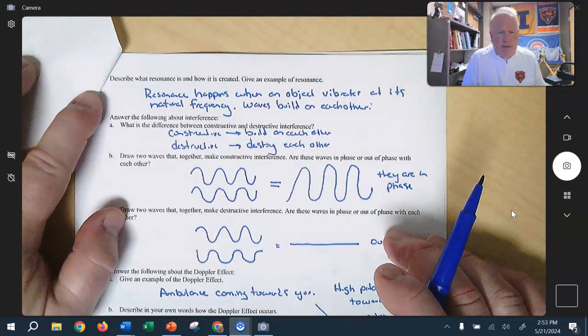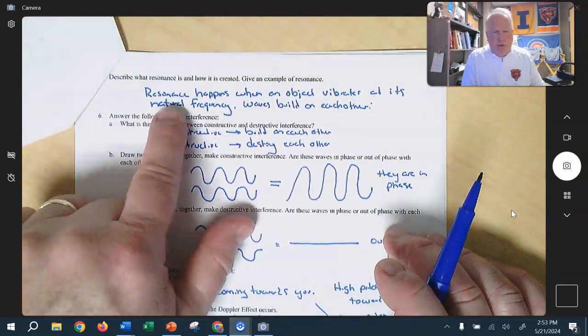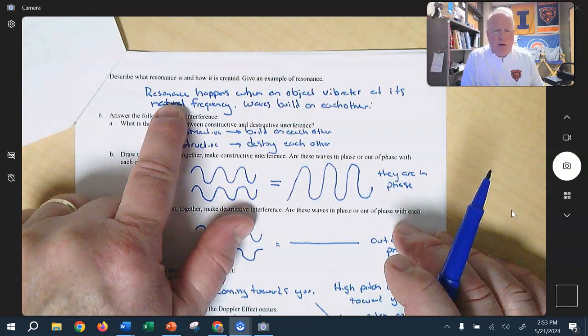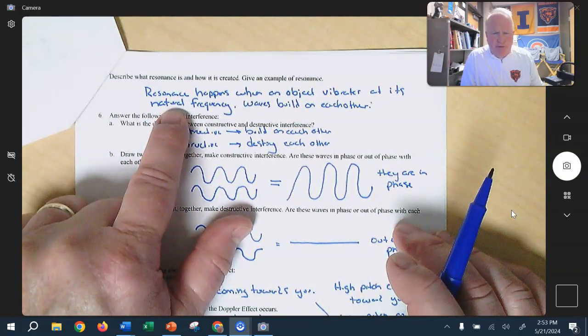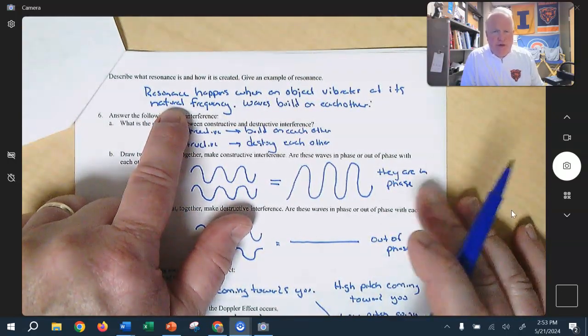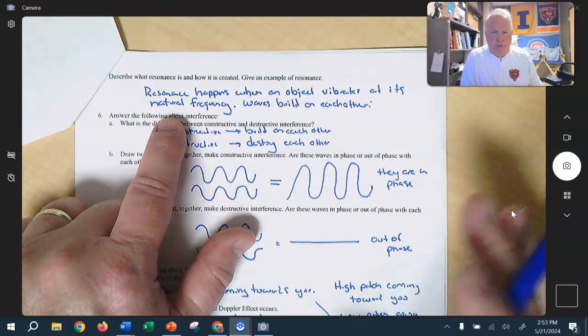Okay. All right. You guys can read my answers here, but resonance is when something vibrates at its natural frequency. We saw that with the bridge. We see that with instruments. We saw that with the standing wire.